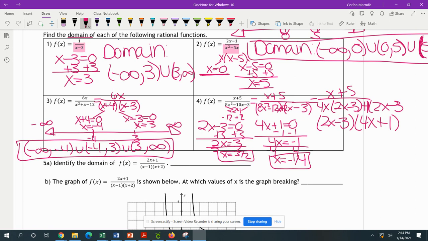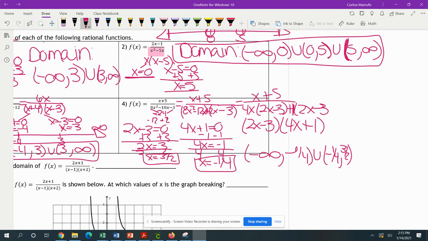So then for our domain, we are going to go from negative infinity to negative 1 over 4. And then union from negative 1 over 4 to 3 halves. And then another union from 3 halves all the way to positive infinity. And that's it.